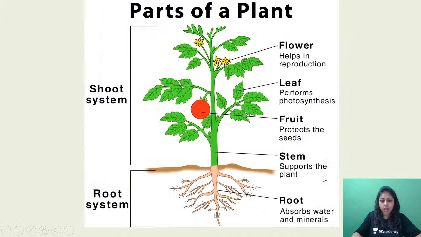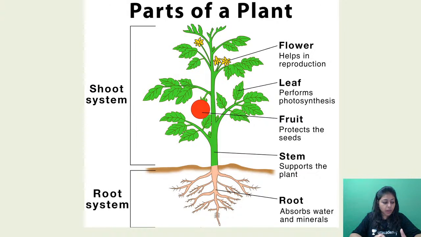Now, the next one that we have. Now we will be talking about the different parts of the plant. We have already discussed how we can classify plants and what herbs, shrubs, trees, creepers and climbers are.